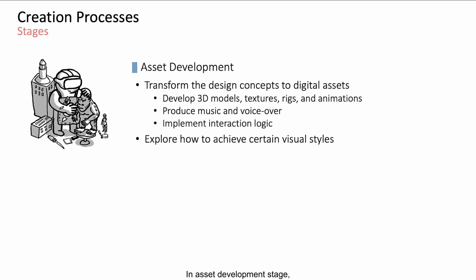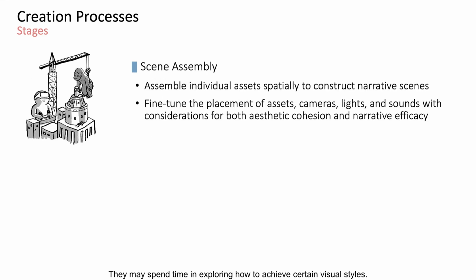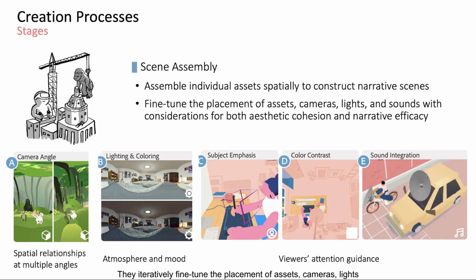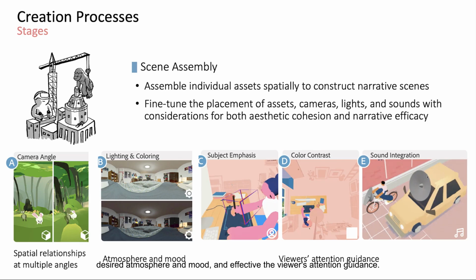In asset development stage, creators transform the design concepts to digital assets. They may spend time in exploring how to achieve certain visual styles. In scene assembly stage, creators assemble individual assets spatially to construct narrative scenes. They iteratively fine-tune the placement of assets, cameras, lights, and sounds to achieve harmonious spatial relationships at multiple angles, desired atmosphere and mood, and effective viewers' attention guidance.